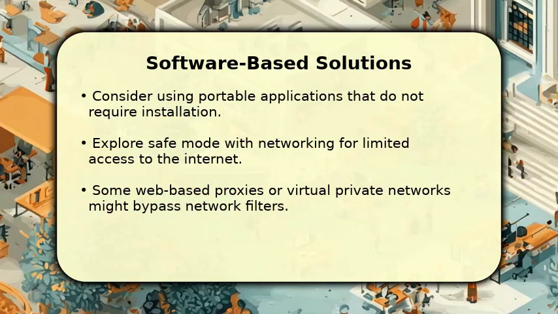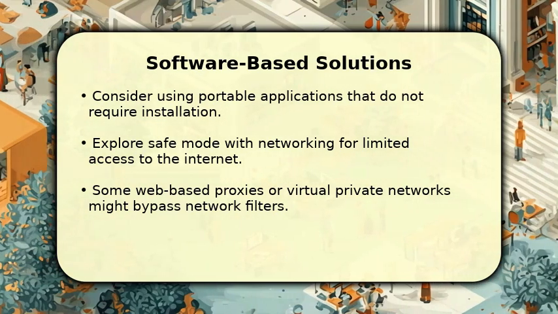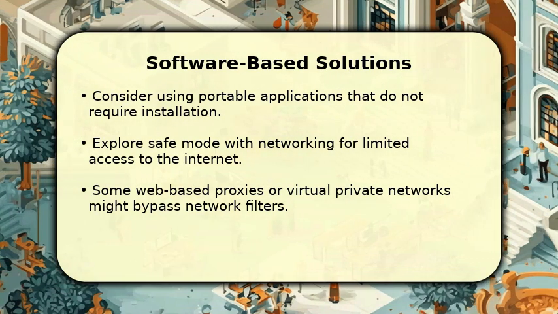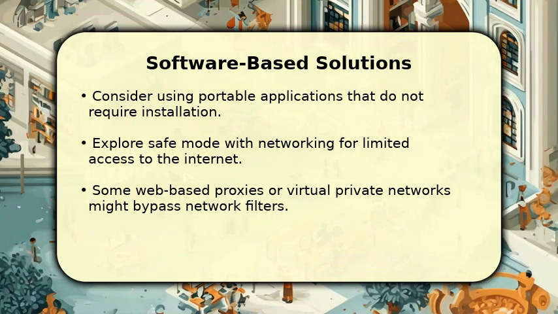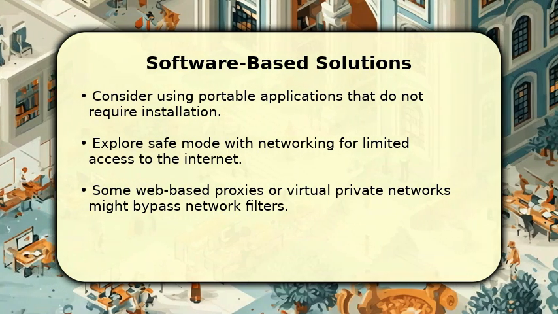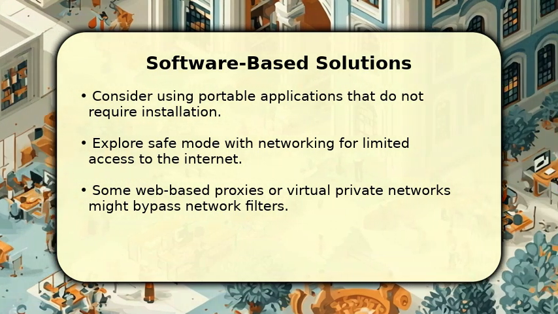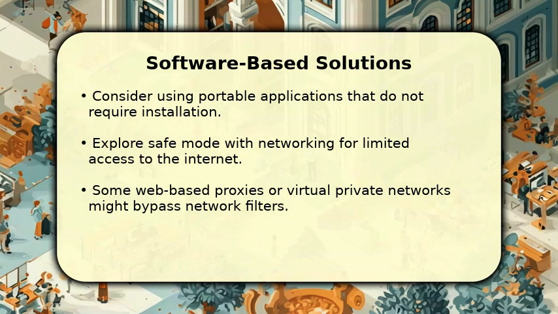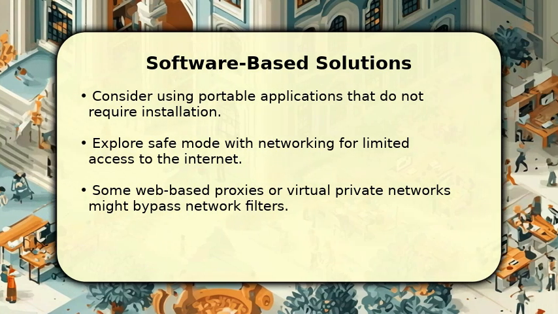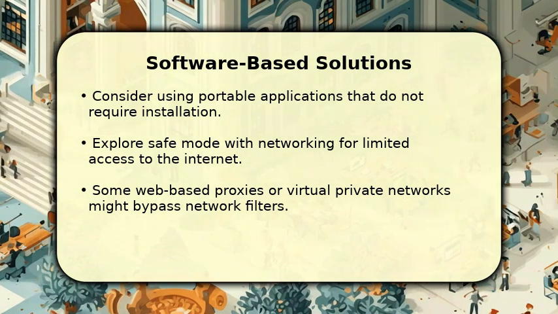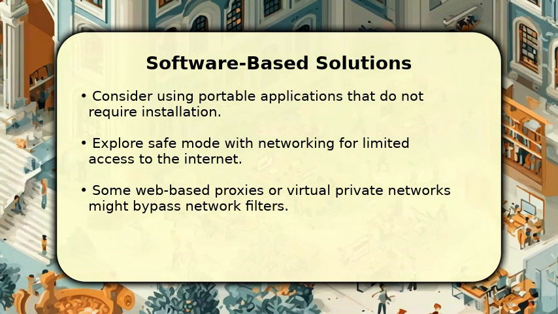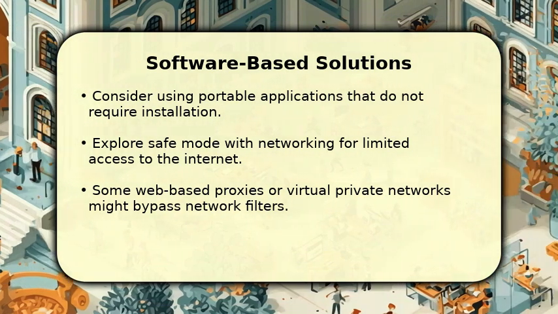For software blocks, consider portable applications which run without installation, often from a USB drive. You might also try booting into safe mode with networking, which can sometimes grant temporary access to certain features. Additionally, some browser extensions designed for privacy or content access might help bypass simple network filters. Remember, always source any tools from highly trusted websites to protect your device from potential viruses or malicious software.